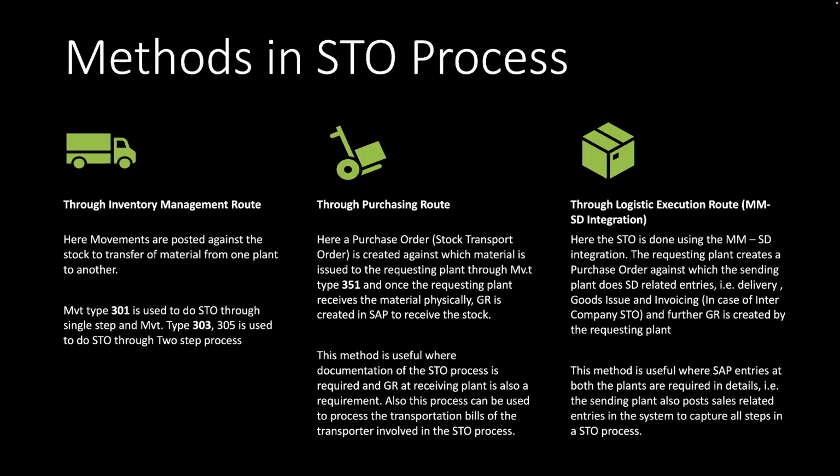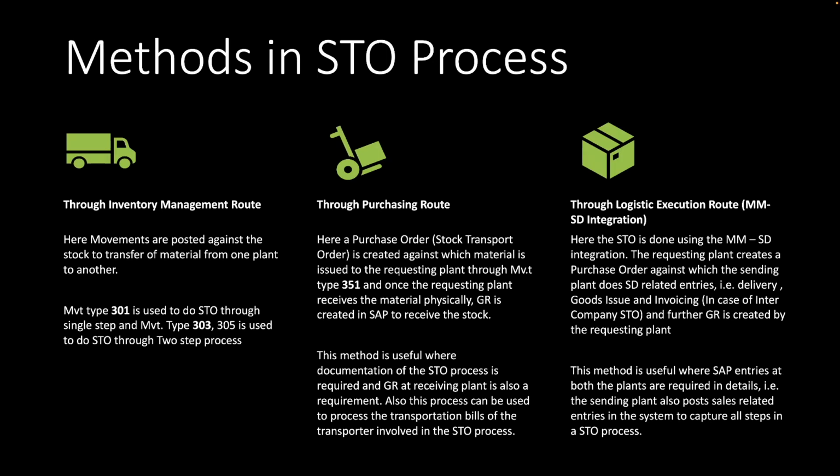We also saw how we can do stock transfer through purchasing route, where we created a stock transport order with document type UB against which the supplying plant posted goods issue through movement type 351 and the receiving plant processed goods receipt through movement type 101. Now in both these processes that you can see on the screen here, we did all the transaction in MM module only.